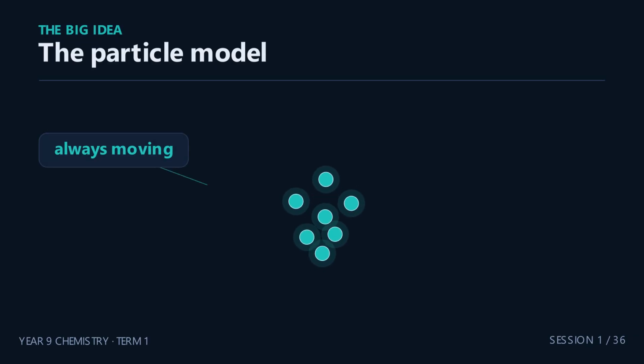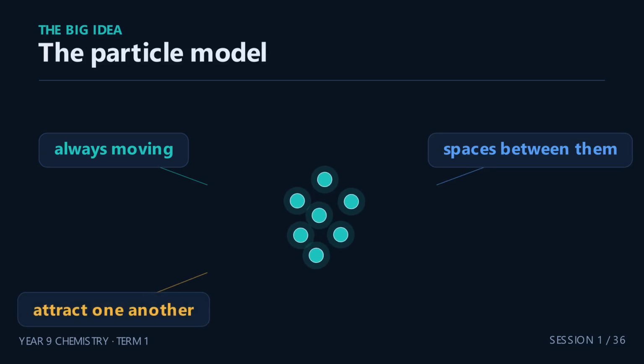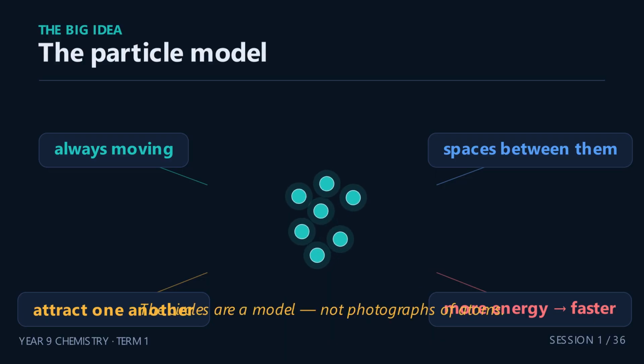The particles are always moving, there are spaces between them, they attract one another, and when their kinetic energy increases, for example, when we heat them, they move more rapidly. Keep this in mind. The circles we draw in diagrams are not photographs of atoms. They are a simplification that helps us reason about things too small to observe directly.